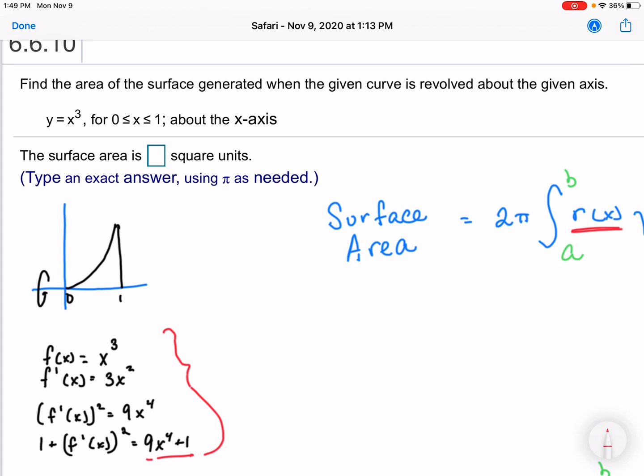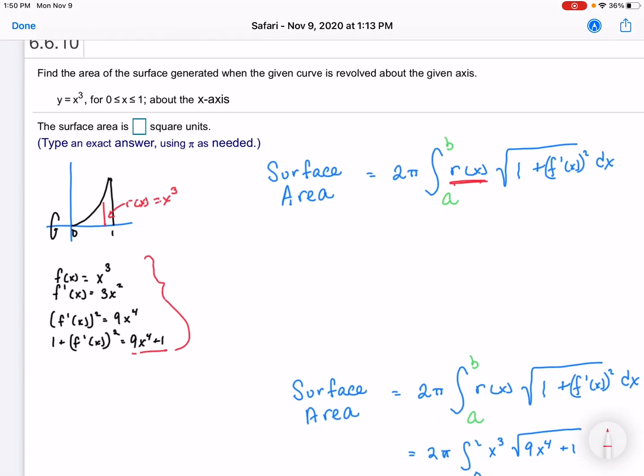When we go to find r of x, it is the distance from the axis we're revolving around to the function, or the curve, we are revolving. In other words, represented in red, we have r of x. Now this distance from the x-axis will be our y value, which is equal to x cubed. Now we need to take these values and substitute them into our surface area formula.